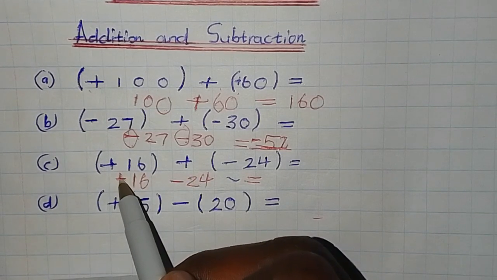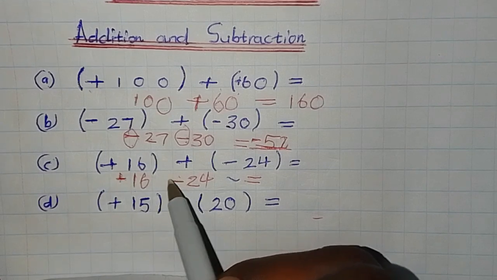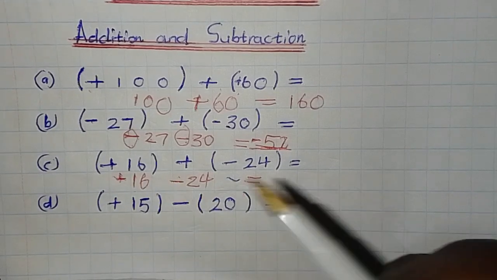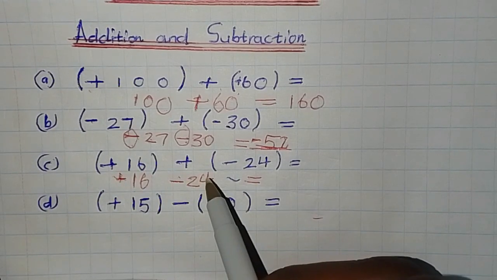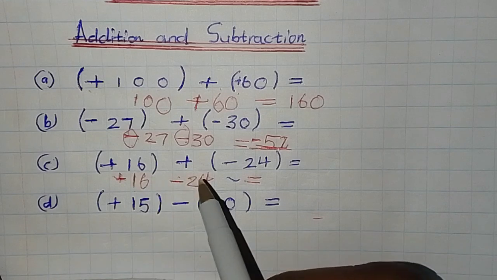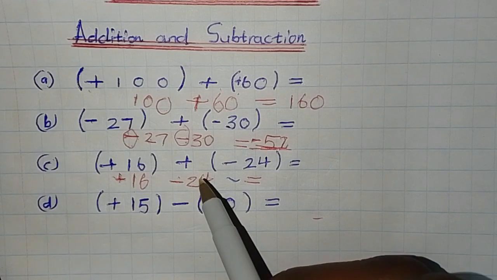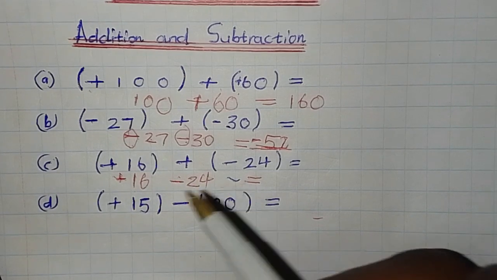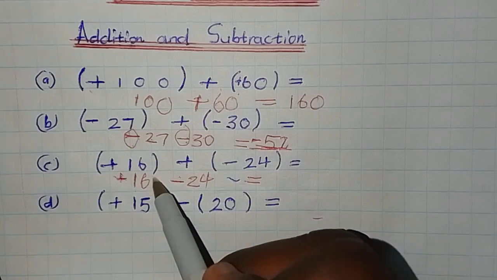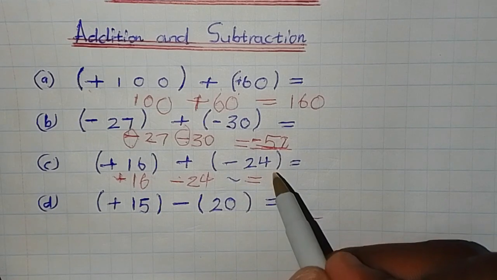And now we can see that the signs are different. If the signs are different, we have to ignore them. Then we take away the smaller number from the bigger number. The bigger number is 24. 24 subtract 16. What do we get, guys? That's 8.